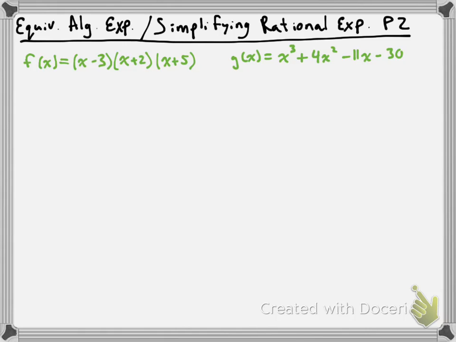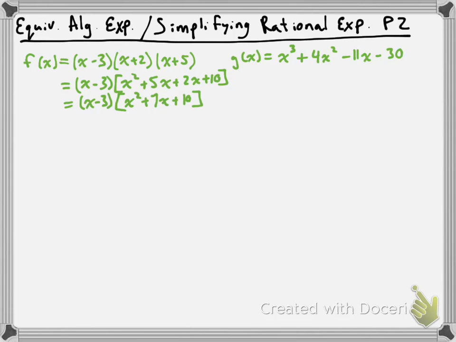So first thing we're going to do is expand and simplify f of x to see what we get. I have three binomials that I'm multiplying. Now I could multiply the first two and then finally multiply by the last one, but typically I like to multiply the last two before multiplying by the first one. So I'm going to leave the x minus 3 and multiply x plus 2 times x plus 5, and by doing that I get x squared plus 5x plus 2x plus 10. You notice I have 5x plus 2x there, so that's going to simplify into x minus 3 times x squared plus 7x plus 10.